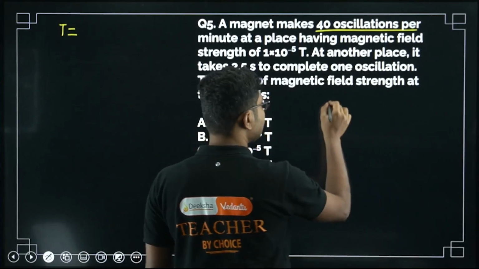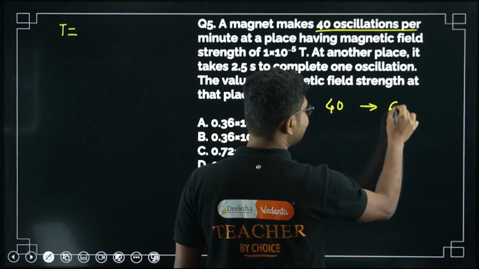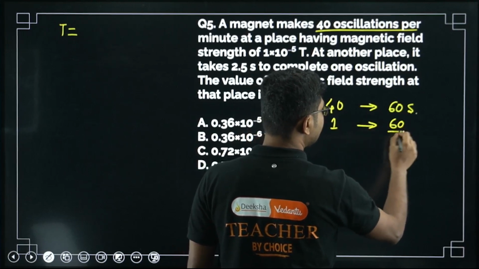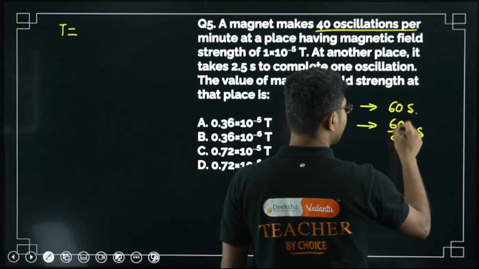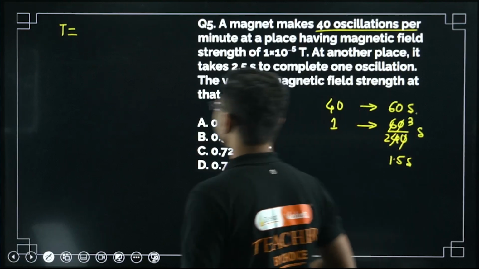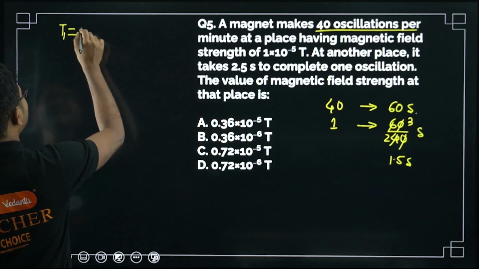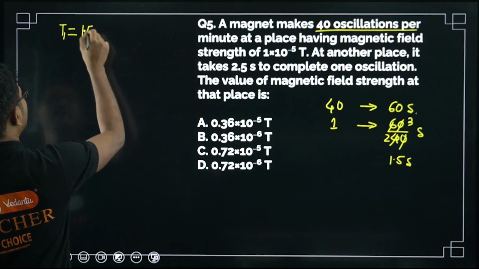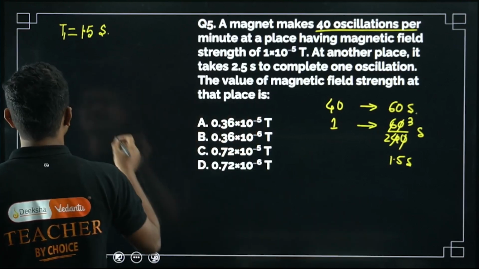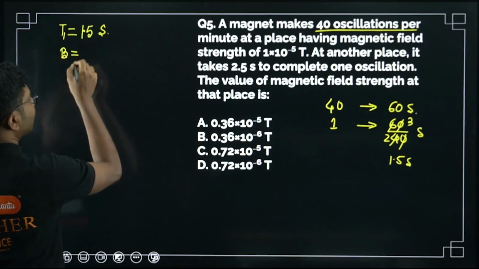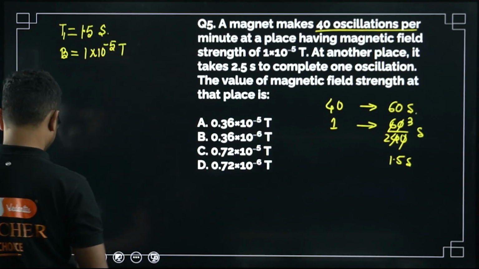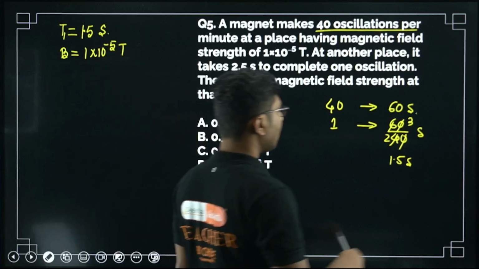So 40 oscillations in 1 minute, that is 60 seconds. To complete one oscillation, how much time does it take? 60 divided by 40 seconds. So it will be 3 by 2, that is 1.5 seconds. So the time period for the first case is 1.5 seconds. And the magnetic field strength is given by 1 times 10 to the power of minus 5 Tesla.